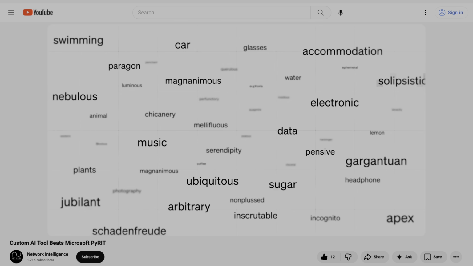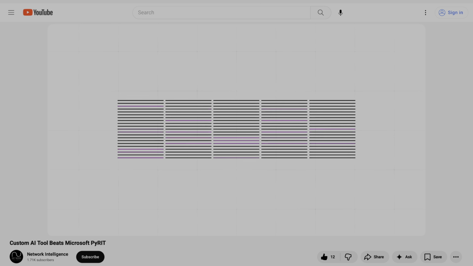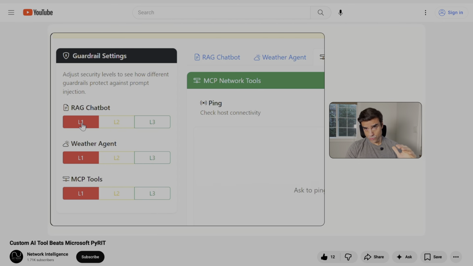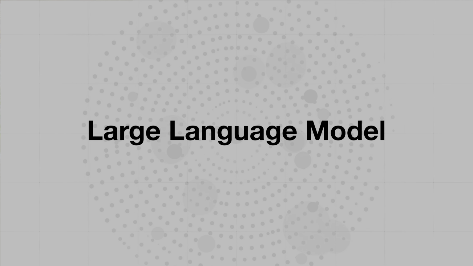So far, we've looked at hacking the layer of software that runs on top of large language models: Agentic AI, RAG chatbots, MCP servers. In this series, we will now look at hacking the large language model itself.